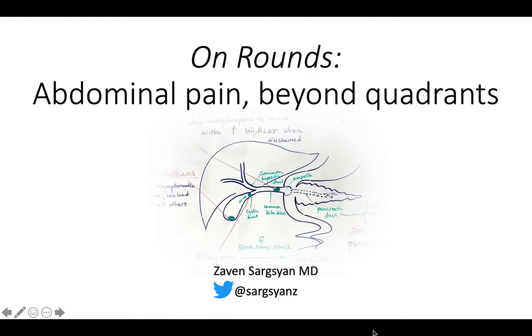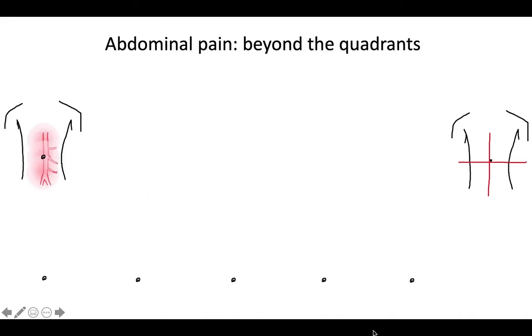This is Zavin with On Rounds, presenting a framework for abdominal pain that supplements the traditional anatomic approach. The anatomic or quadrant-based approach to abdominal pain is very helpful. This approach considers all of the structures, starting with the skin and going all the way to the retroperitoneum that could be involved in a particular part of the abdomen.